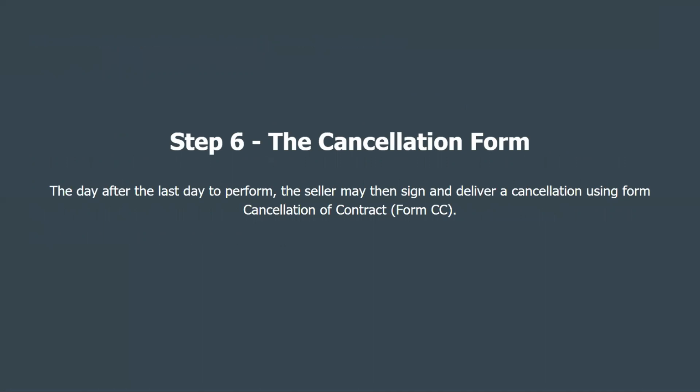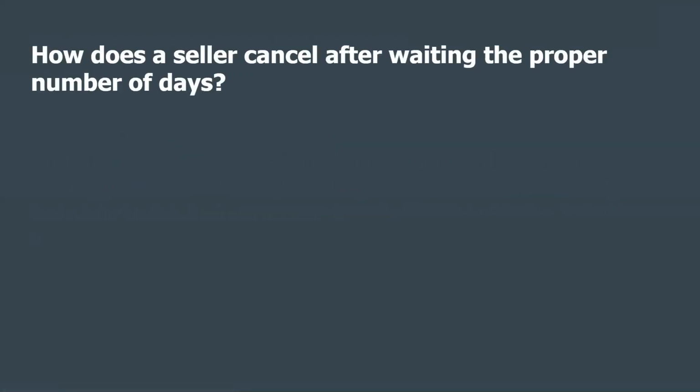So step 6, the cancellation form. The day after the last day to perform, the seller may then sign and deliver a cancellation form using cancellation of contract form CC. So how does a seller cancel after waiting the proper number of days?